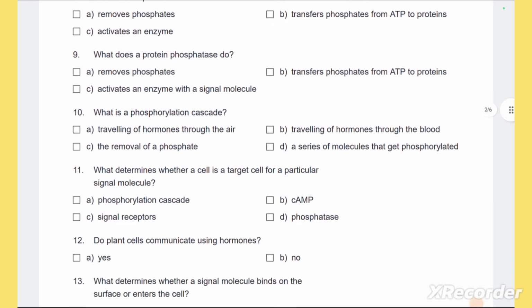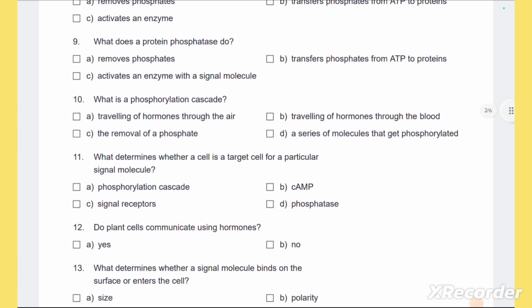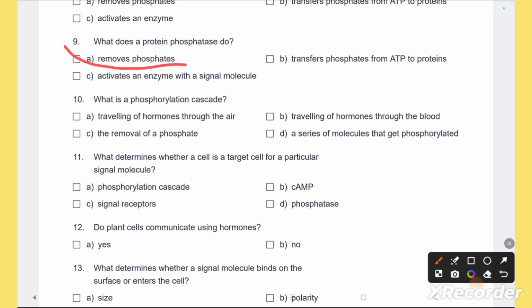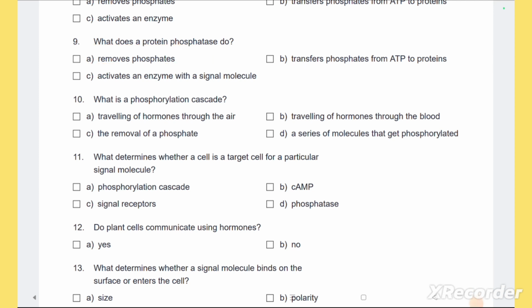Chalo, question number 9. What does a protein phosphatase do? Option A, removes phosphate. Option B, transfers phosphate from ATP to protein. And option C, activates an enzyme with a signal molecule. So the answer of question number 9 is A, remove phosphate group. Yes, remove phosphate group. Question number 10.